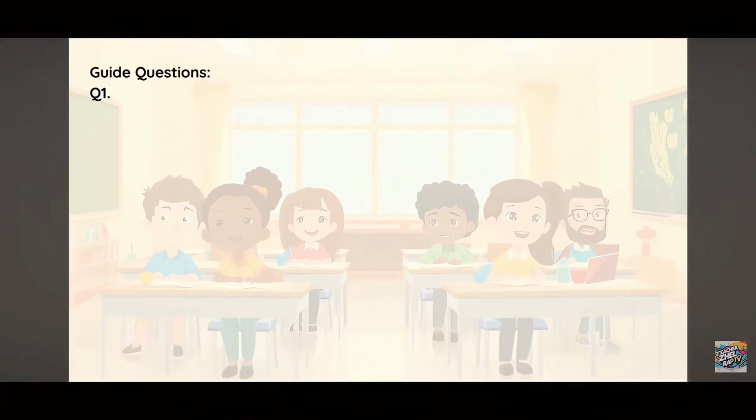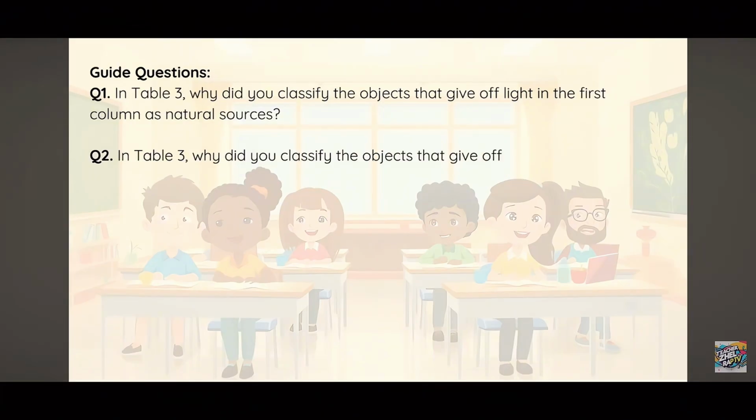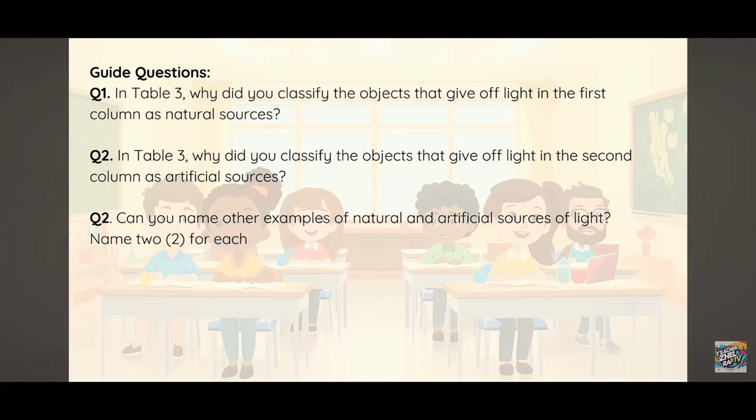Here are the guide questions, kids. Question 1. In Table 3, why did you classify the objects that give off light in the first column as natural sources? Question 2. In Table 3, why did you classify the objects that give off light in the second column as artificial sources? Now, can you name other examples of natural and artificial sources of light? Name 2 for each type of source of light.